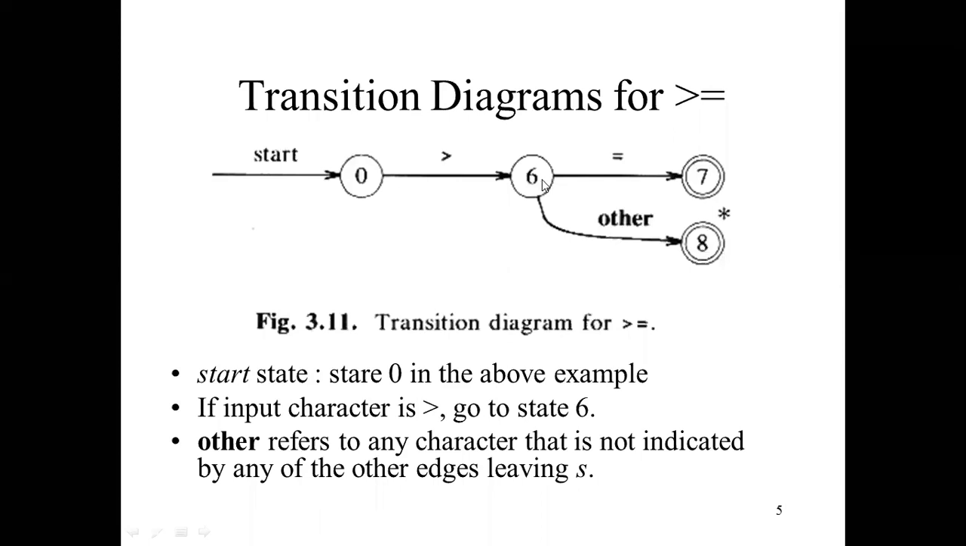In the next state, we will get another token, equal. Here we will consider only a single character, a single token. So here we will get the greater sign, and then here we will receive this equal sign. In this case, we will get the double circle. This is the double circle. It means this is the accepting state. This is the final state, and this is called the accepting state.